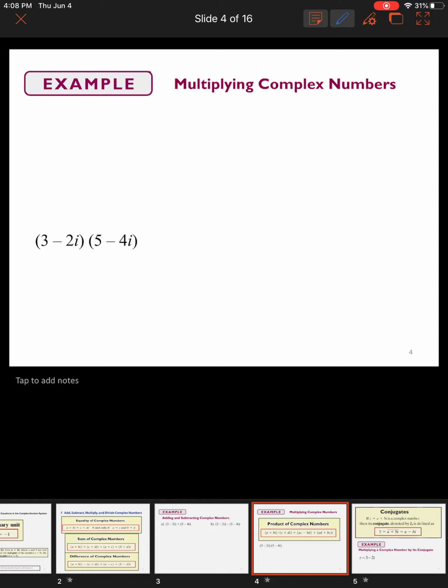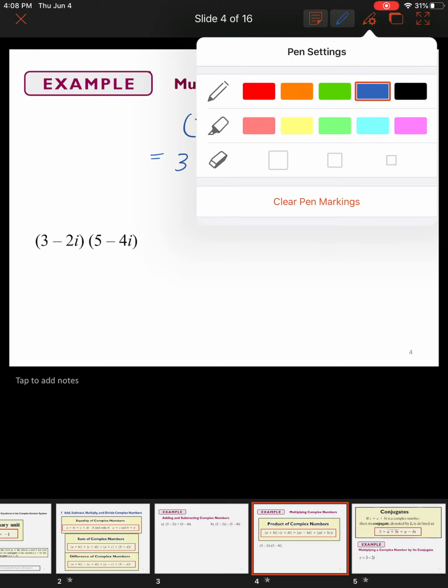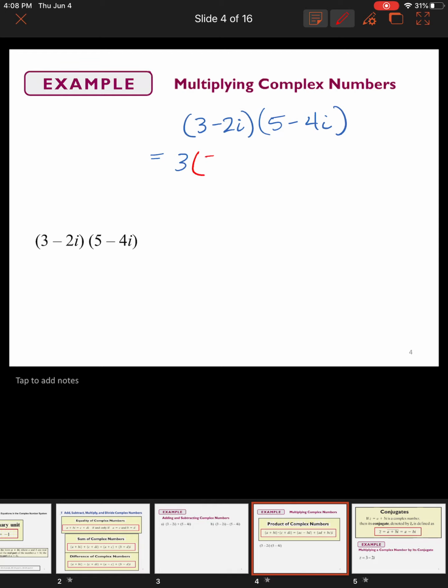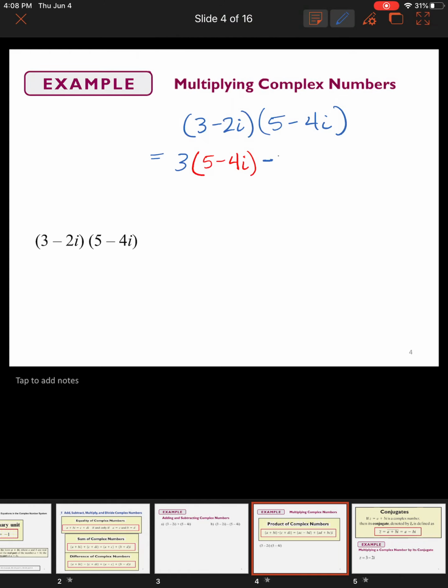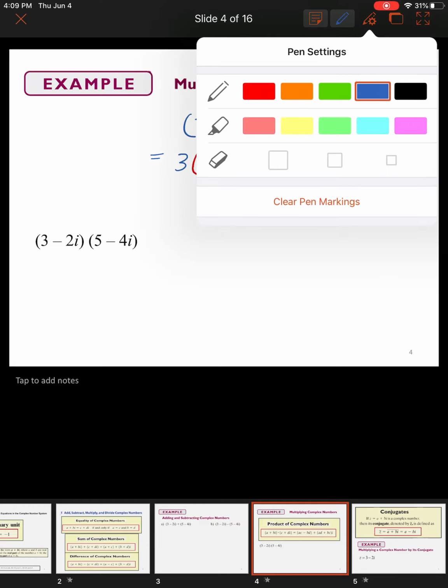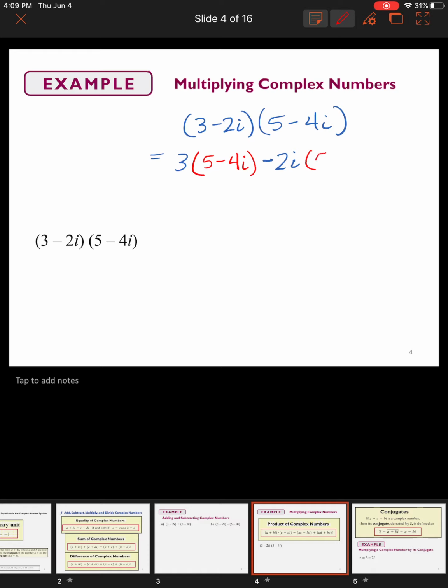And do the same process for multiplication. You treat multiplying complex numbers just like you would multiply any binomial by distribution. So we have 3 minus 2i times 5 minus 4i. So I'm going to take 3 times the entire second parenthesis. And then I'll follow that with, I'll take negative 2i times the entire second parenthesis group.